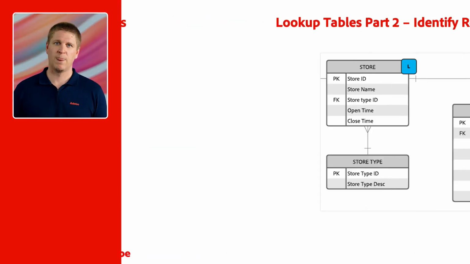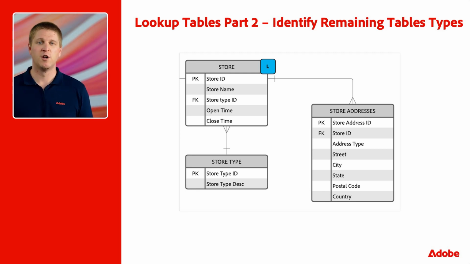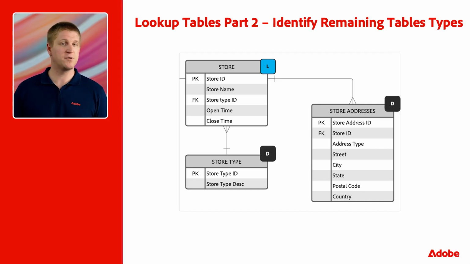Therefore, since the relationship still reads as a many-to-one from the bridge table, the other side would be labeled as a D. Jumping over to the other lookup table, you'll notice two tables with relationships that read both as one-to-many, store-to-store addresses, and many-to-one, store-to-store type. Therefore, follow the standard denormalization rules, and both tables are labeled with Ds.